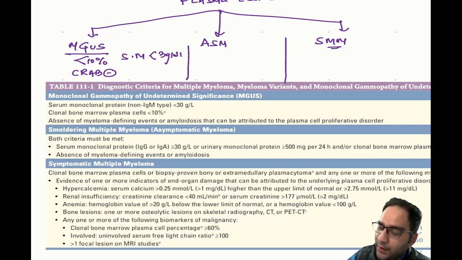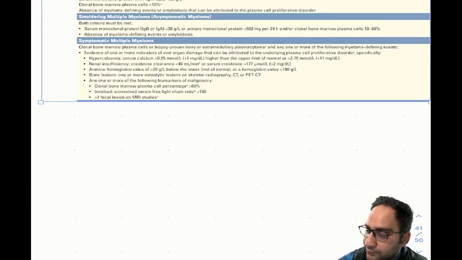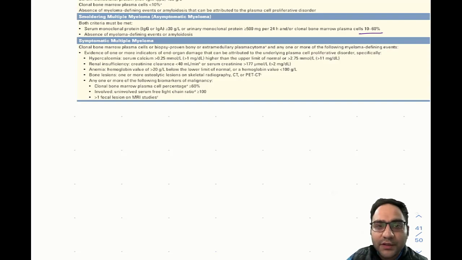In asymptomatic multiple myeloma, you do not have any CRAB, but the population of the cell is between 10 to 60%, right? Okay.